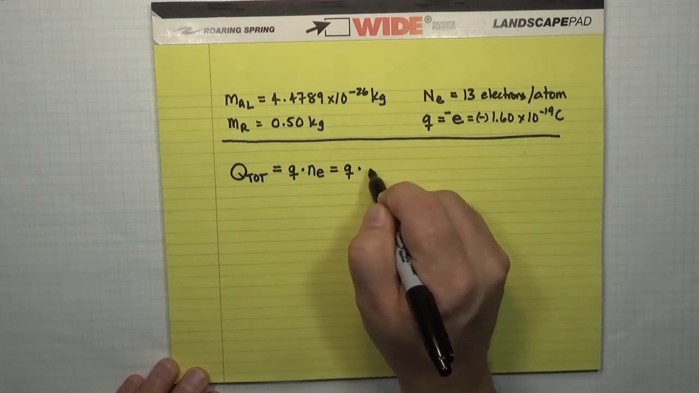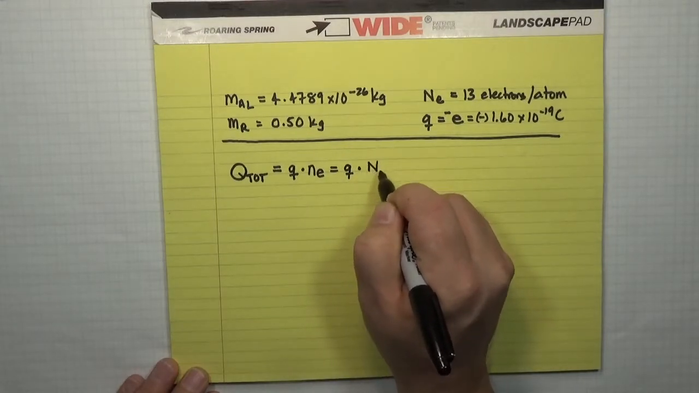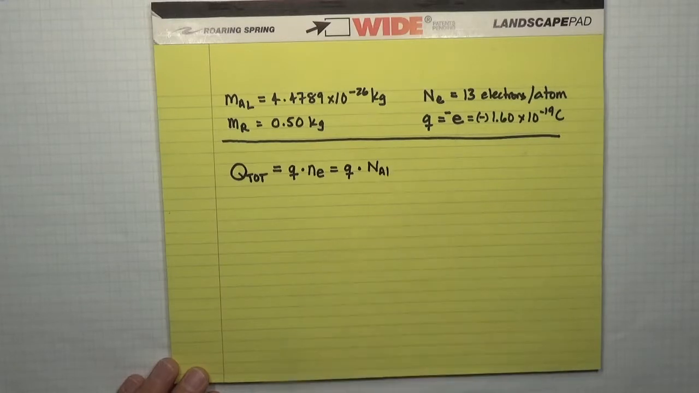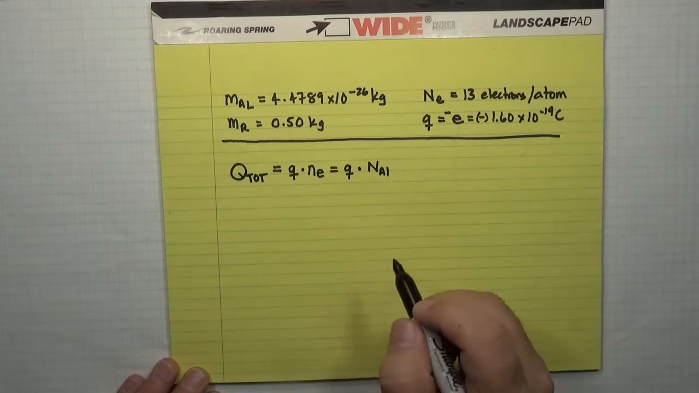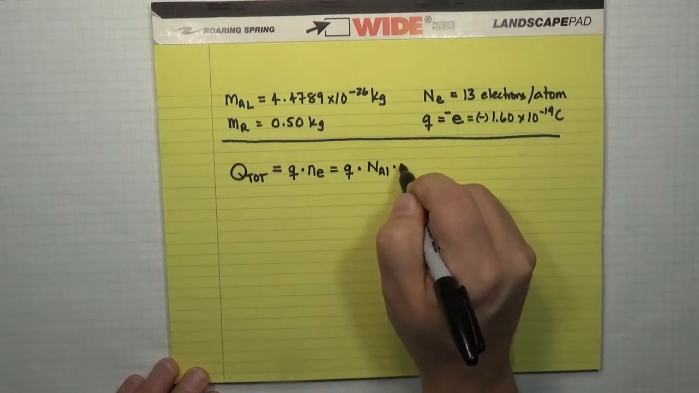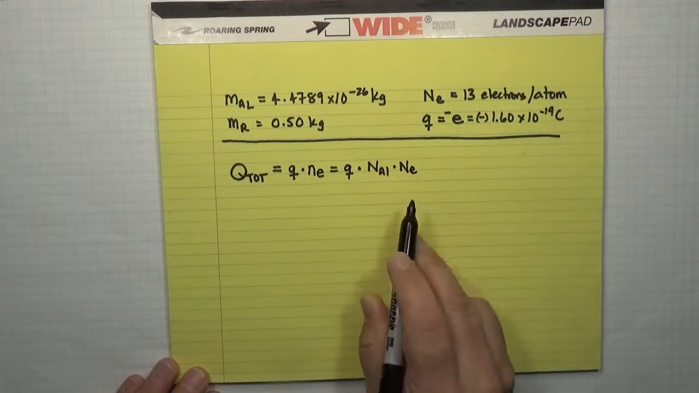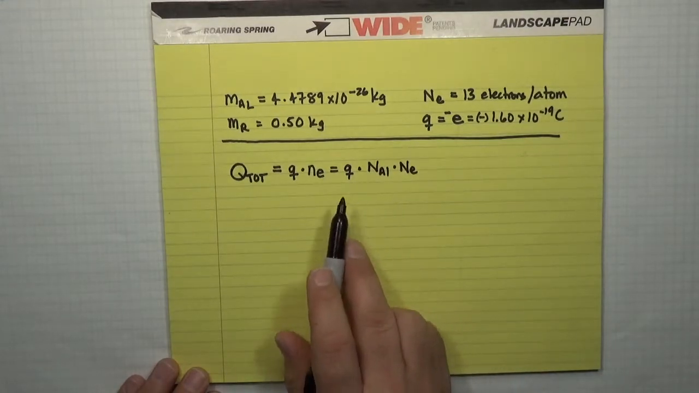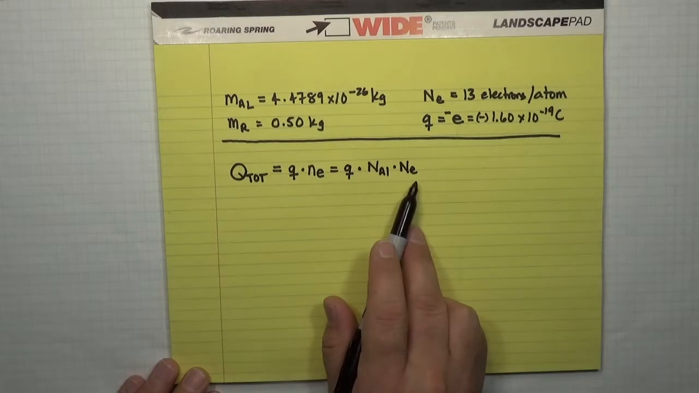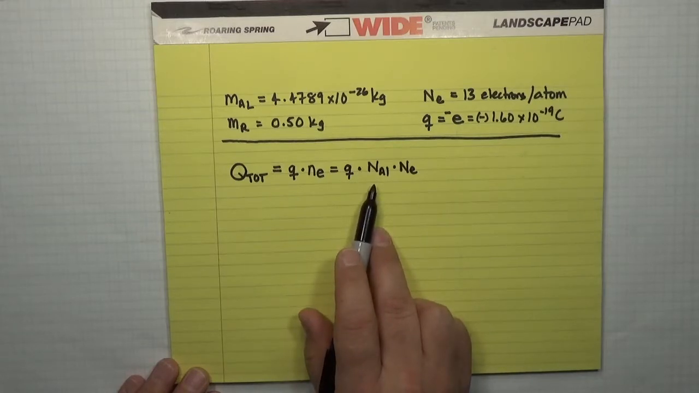That's going to be the total number of aluminum atoms in the problem, or the total number of aluminum atoms in the ruler, which we'll figure out in a moment, times the number of electrons in a single aluminum atom. Okay, so you can see how this is going already. I know Q and I know Ne, so now I need to expand this N, which is the total number of aluminum atoms in the problem.